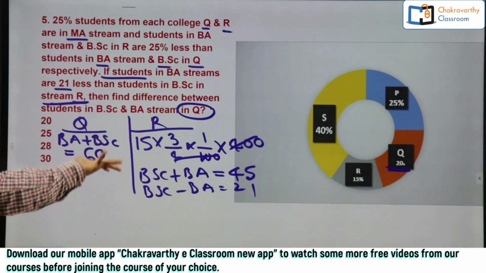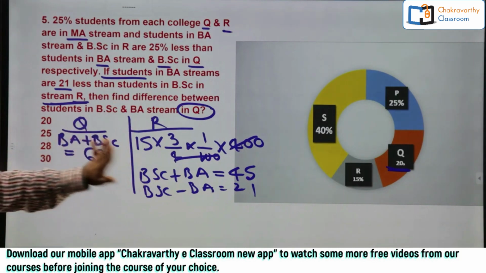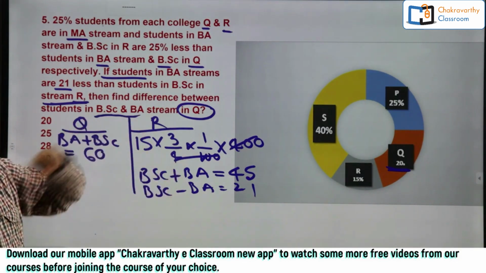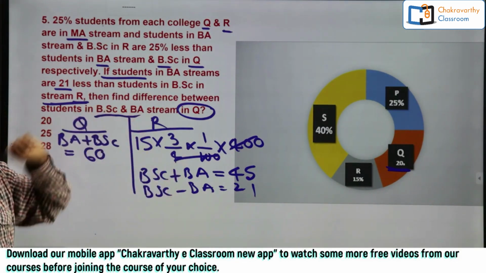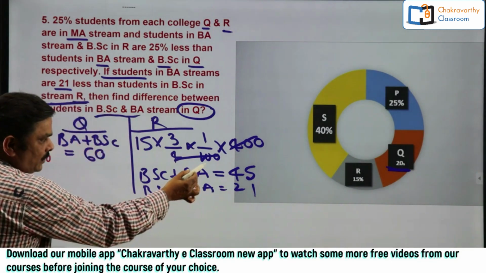Now you can find out how many are from BSc, how many are from BA in R. Based on that one you can find out in Q. Then you go for the difference between these two. Alright, so how many are from BSc, how many are from BA? These two will be cancelled.